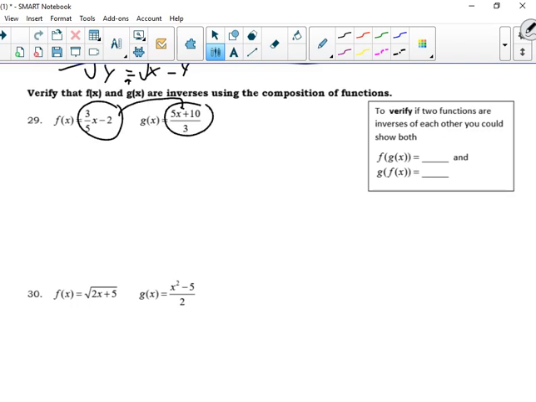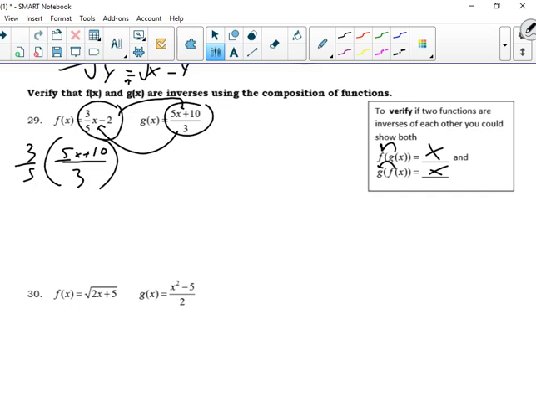All right, I'm going to take this and pop it in right here. Then I'm going to pop this in right there. If I get X for both of them, see, this means plug G into F, plug F into G. If I get X for both of them, I'm good. So, 3/5 X, 5X plus 10 over 3.